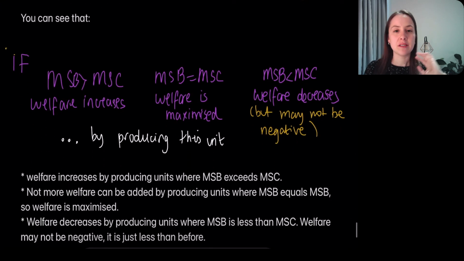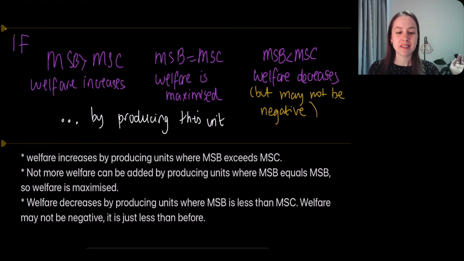And here we have again this added bonus that if MSB is higher than MSC, we know that total welfare is going to be increasing. If MSB equals MSC, total welfare will cease to increase and it will actually not decrease either, it will just remain flat. And if MSB is smaller than MSC, this welfare is going to start going down for that unit.